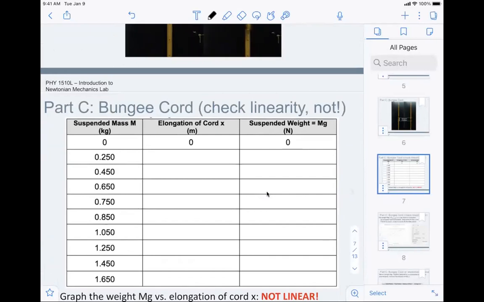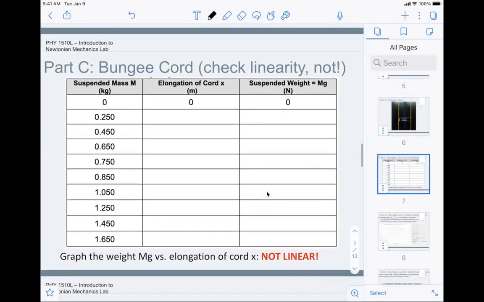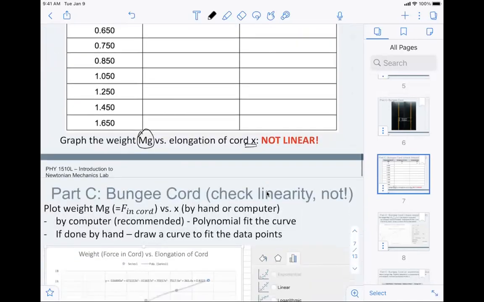As you will discover, that is actually not a linear function. As you fit the weight that you added and the stretch of the cord, you'll see that it does not fit into a linear function. So you'll record this table and plot your graph and show that it's not linear. It will look like a curve.